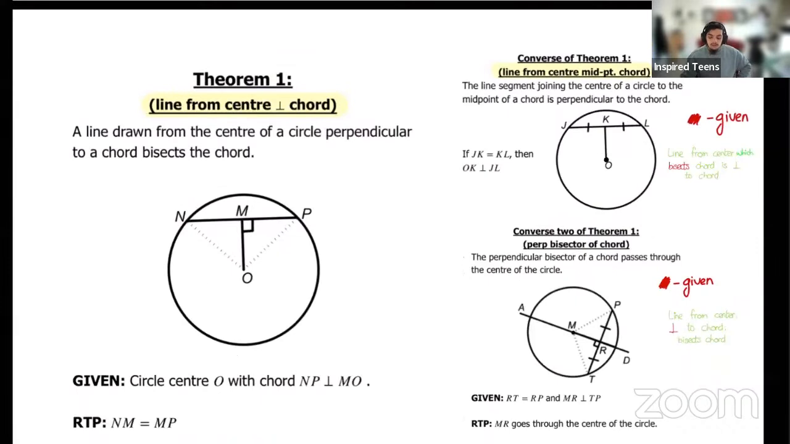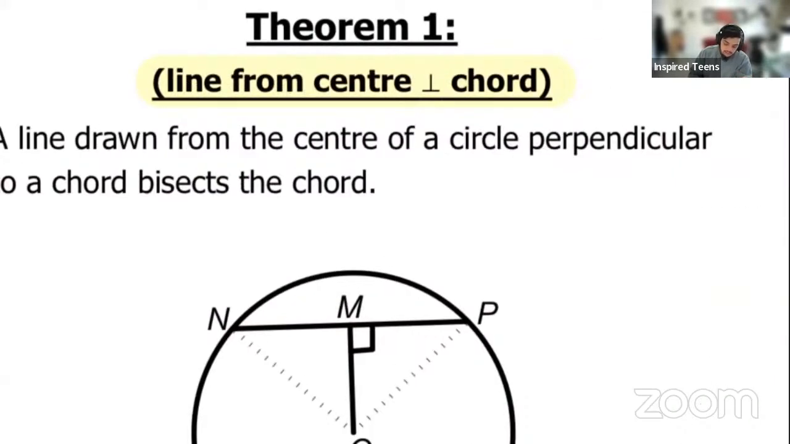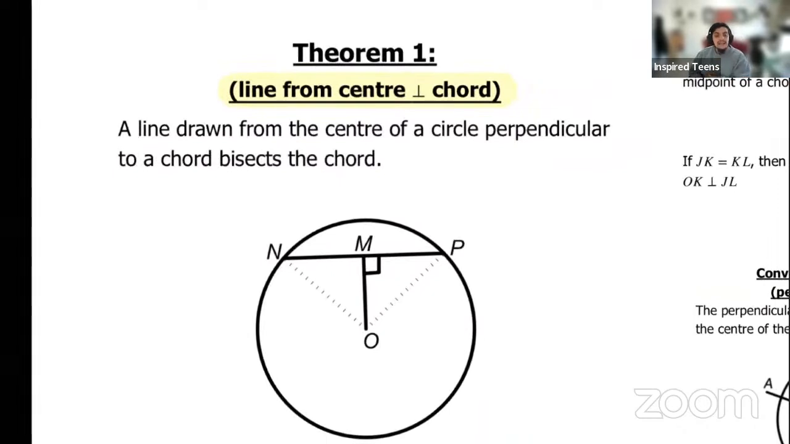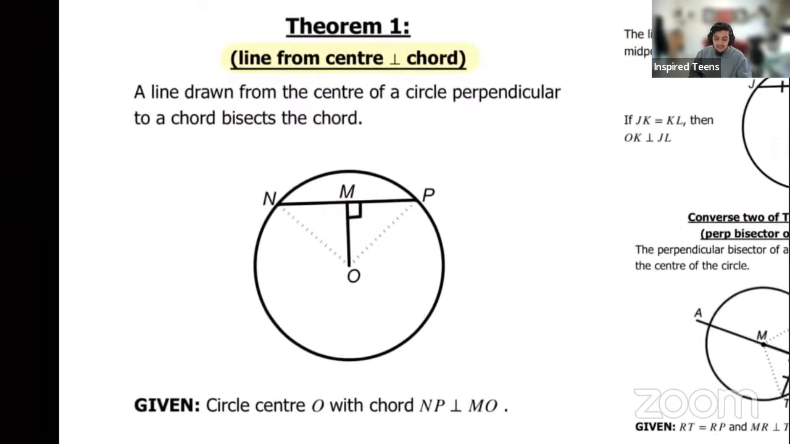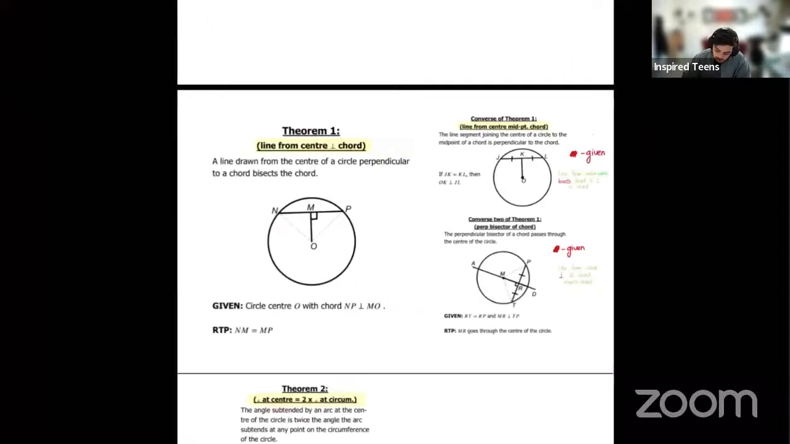Let's talk about theorem 1. Line from center perpendicular to chord. That's what this is saying. A line drawn from the center of a circle perpendicular to the chord bisects the chord. A line drawn from the center of a circle, which is perpendicular to that chord, bisects it. Okay, let's learn it on our own.